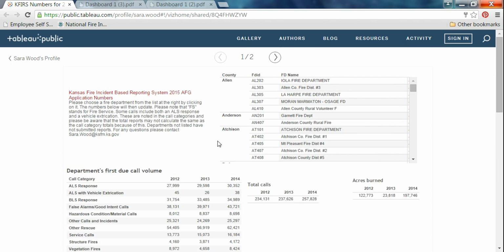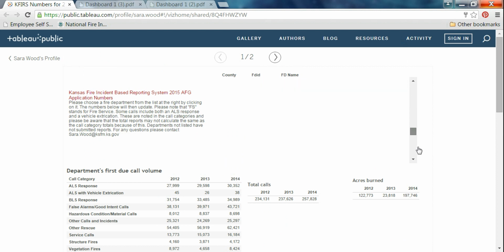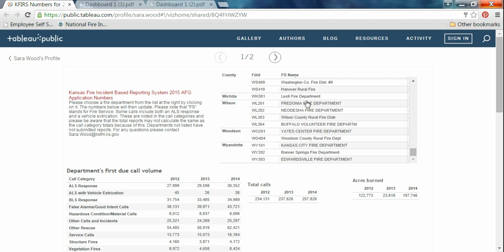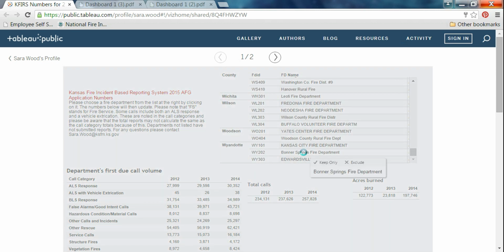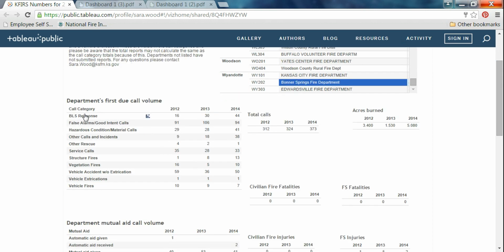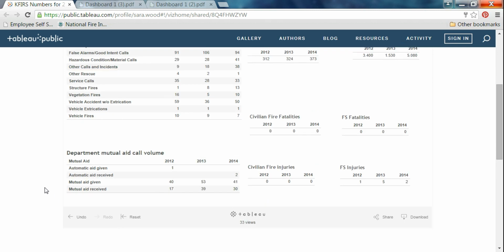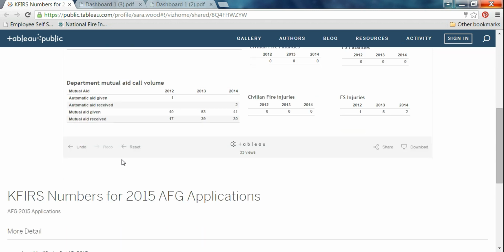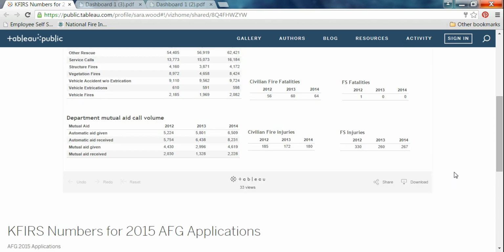How Tableau works here is you find your fire department and you just click on it. And it is in county order and then FDID. I'm going to choose one that I know has everything. So I'm going to go to the bottom and choose Bonner Springs because I know they have every year and they have every category. So they've got BLS, and then they go on down. They've got 2012, 13, 14. They've got total calls, acres burned. They reported everything across the board here. If you want to reset, there's a reset button right here, and it goes back to normal.